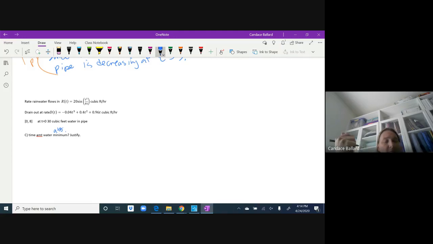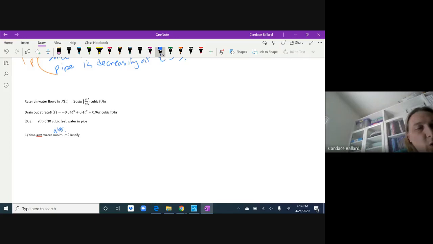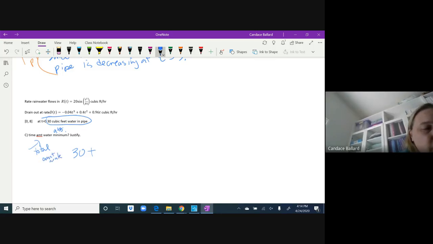To get a critical number in between, I need to take a derivative, but I need to take a derivative of the total amount of water. So this one's going to be a little bit crazy. I have to figure out how to get the total amount of water right now because I just have a rate. Well, first of all, I know before I turn the water on, there's 30 in there. So I have to start with 30. So I'm writing a function for the amount of water.